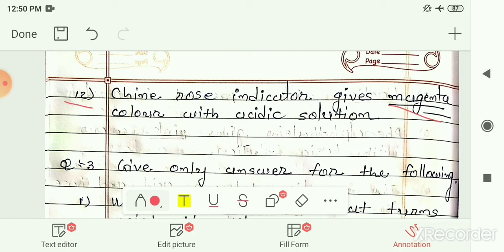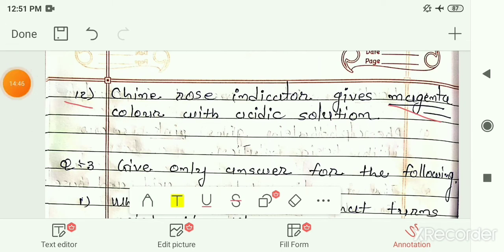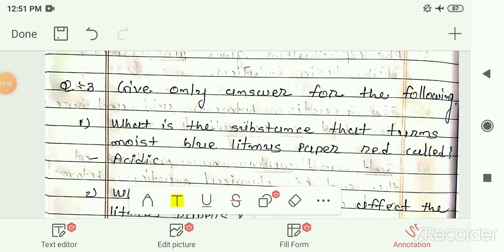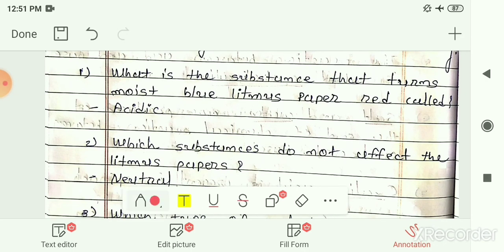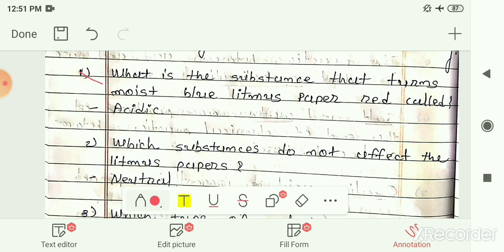Now next, question number 3 is: give only answer for the following questions. In that first one, what is the substance that turns blue litmus paper into red? So that substance is called acidic. So here your answer is acidic. Acidic substance turns blue litmus paper into red.